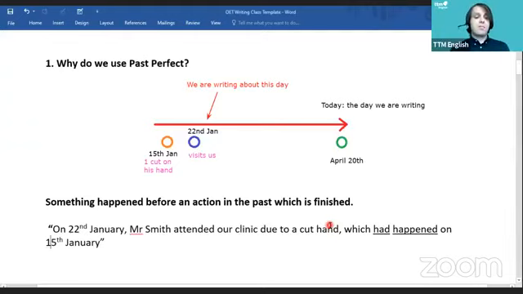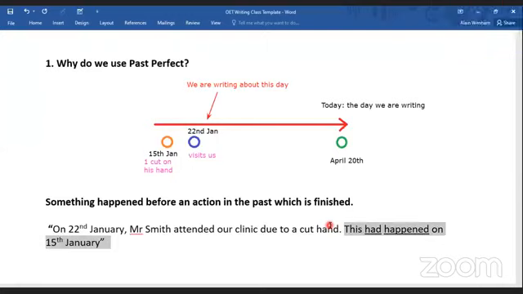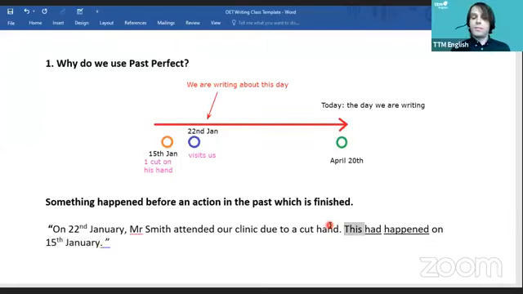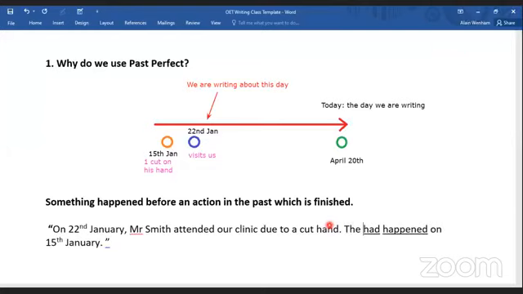On the 22nd of January, Mr. Tentacle visited due to a cut hand, and then you could say this had happened on the 15th of January, right? What you're saying is, does that sentence have to come after? Yep, that's my point. Can we exchange the events?